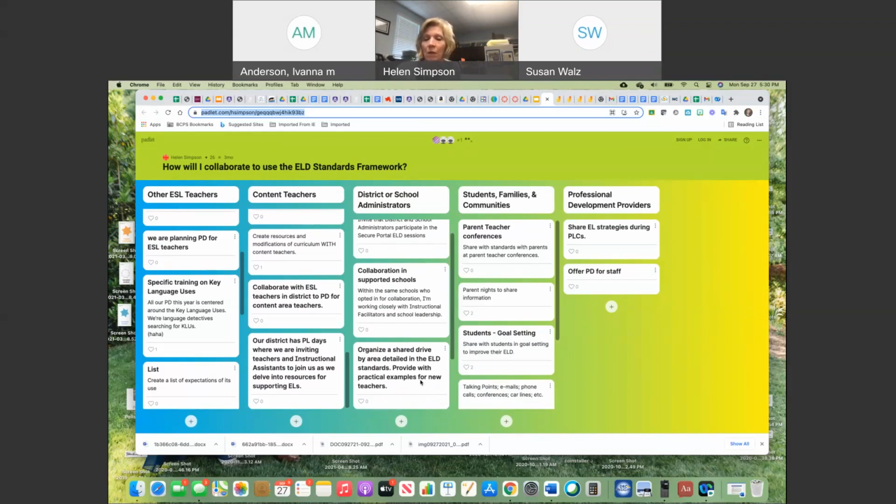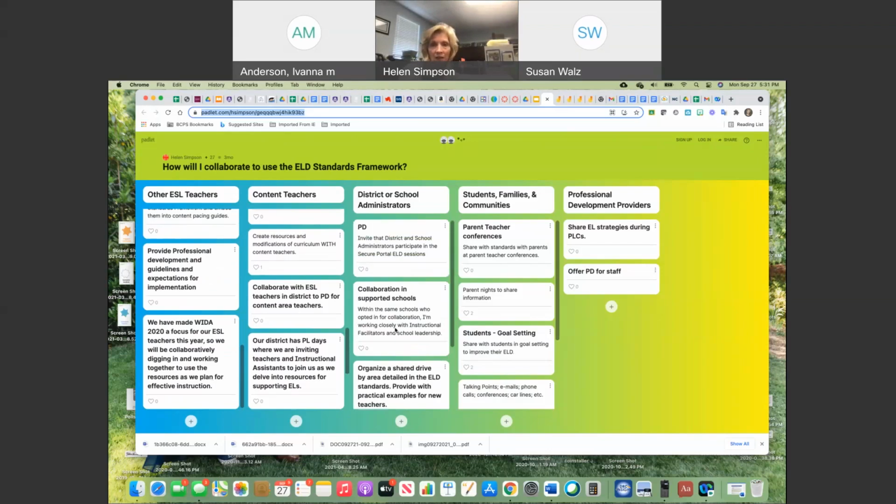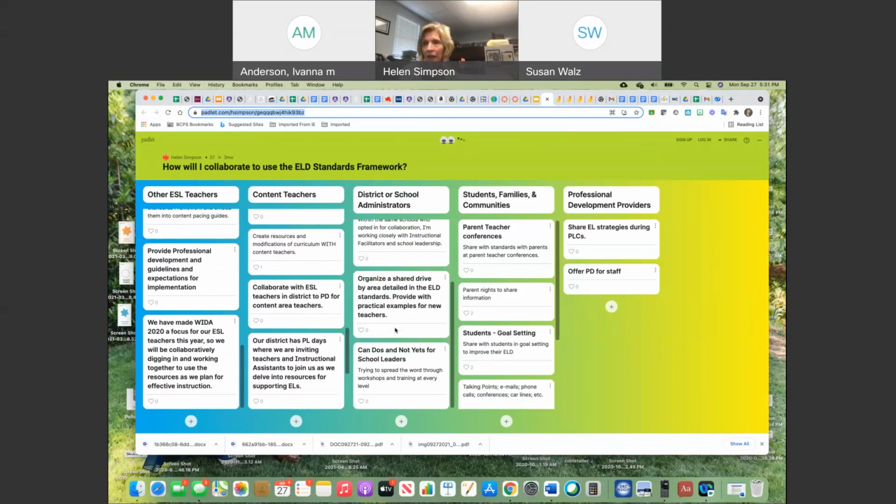Ooh, using Talking Points. That's something we use in our district to communicate with parents who speak other languages. Pushing out phone calls, conferences, sharing in the car line. I love it. We've made WIDA 2020 a focus for our EL teachers this year, so we'll be collaboratively digging in and working together as we plan for effective instruction. Great. Okay.